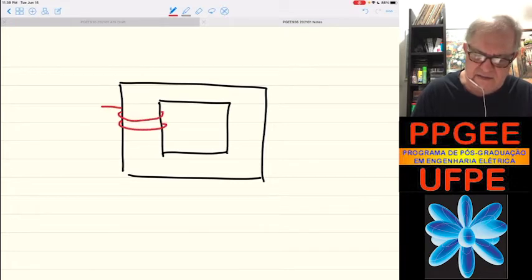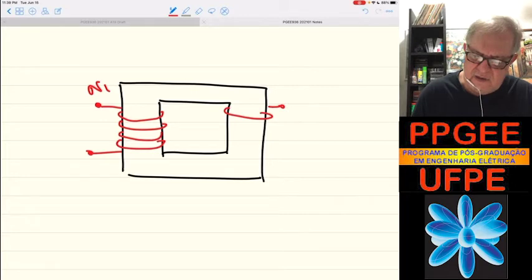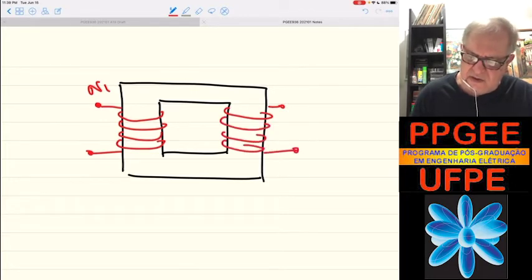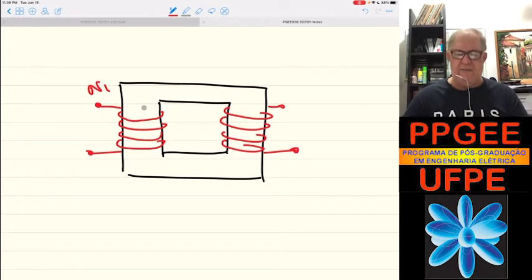Something like this. And have a number of turns on one side and another one on the other side. Let's make it like this. So you can transform the voltage values using those structures, right? You apply an AC current in the winding, then you have some result on the other side. But we have some energy loss due to the nonlinearity of this core.